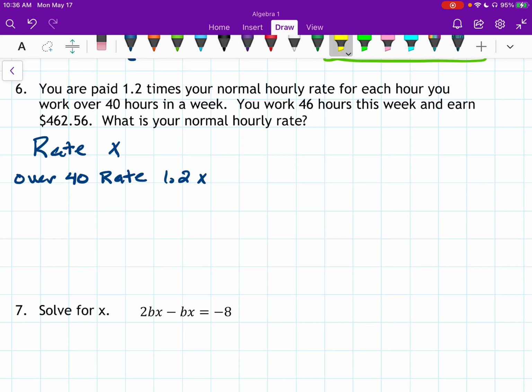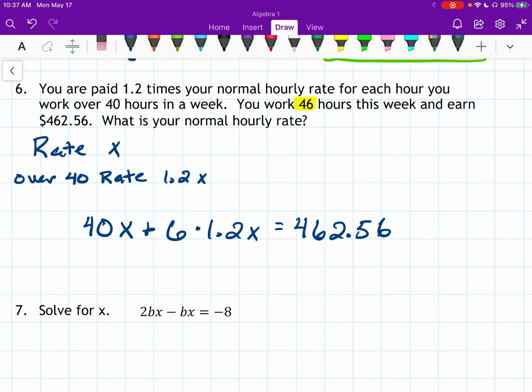So here we need to look here and we say we worked 46 hours. So we worked 40 regular, so 40x plus 6 overtime. So 6 times 1.2x. And then we got paid, or whoever it is, got paid $462.56. Okay. Now we all know that this dot here, that's a multiplication dot. You could use parentheses. A lot of the times I don't use the x for multiplication anymore because we have the x as a variable. So we normally don't want to do that. But that's what that dot means.